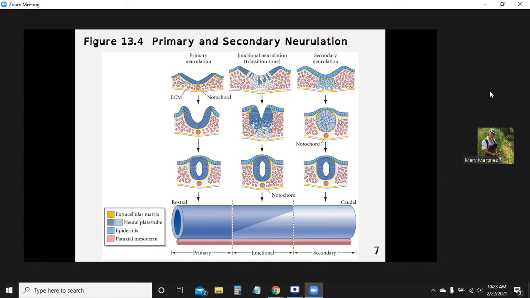okay? So the colors are indicating the fate of the cells, okay? And what we see in here, the ECM, is simply the extracellular matrix, okay? So we see the neural plate ectoderm here in the middle in blue. Then we have the paraxial mesoderm on the side, and starting from the notochord, a structure that we're going to see again and again as inducing a lot of things in this embryo. And then in yellow, we have the extracellular matrix at the base with more ectoderm.